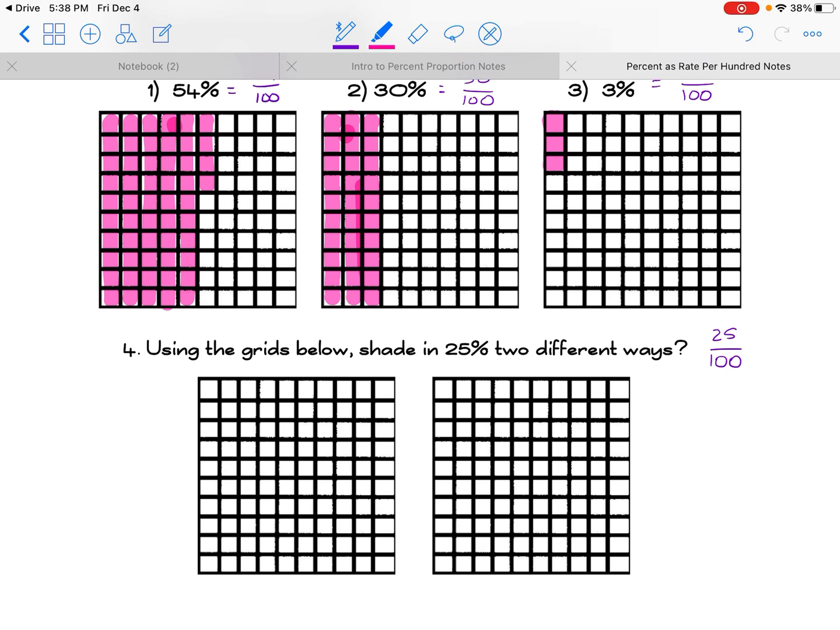So we are going to do that in 2 different ways. One way you could do that is to shade your columns. So we could go up and down. That would give me 20. And then I could shade 5 more, and that would be 25%. I could also go across and do this by rows, and I would shade 25 that way. Okay, that's 2 different ways to see the 25% there.